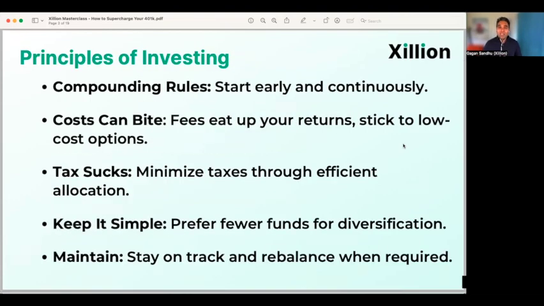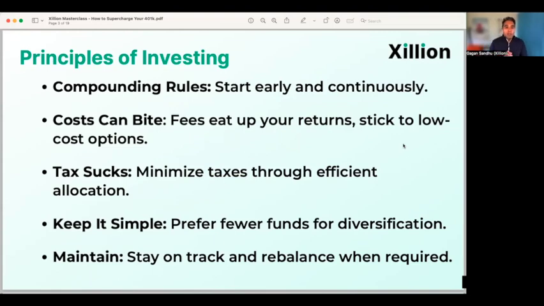So principles of investing. Rule number one, compounding rules. All of us at some point or another want to get rich quick. But we all eventually realize there isn't such a thing as get rich quick. You need to get rich slowly, and compounding is, as Albert Einstein said, the eighth wonder of the world. And by investing early and investing continuously, you leverage compounding to become financially independent sooner.